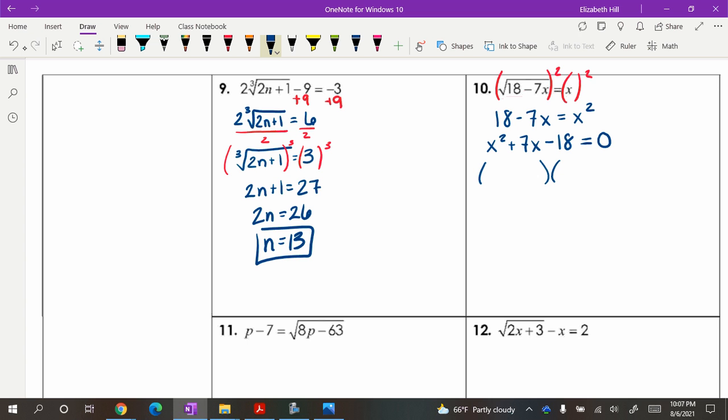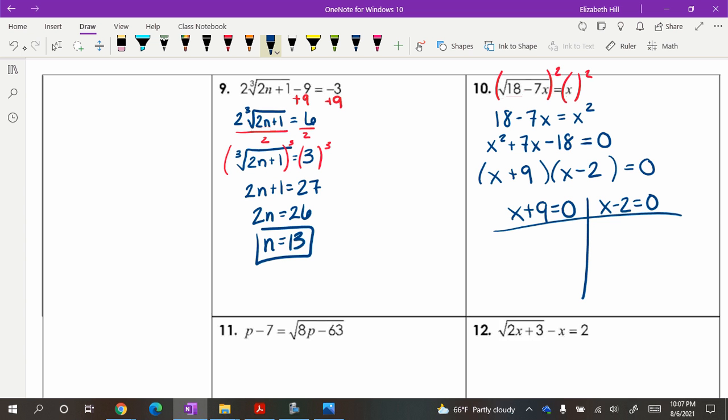So as far as factors here, we can do x plus 9 and then x minus 2. So x plus 9 could equal 0, x minus 2 could equal 0, and now we're going to go through and solve. Subtract 9, so x equals negative 9, and add 2, x equals 2. All right, so we go back up here.